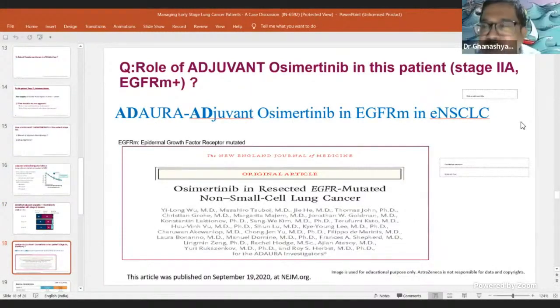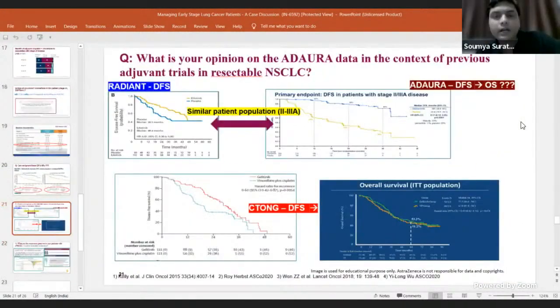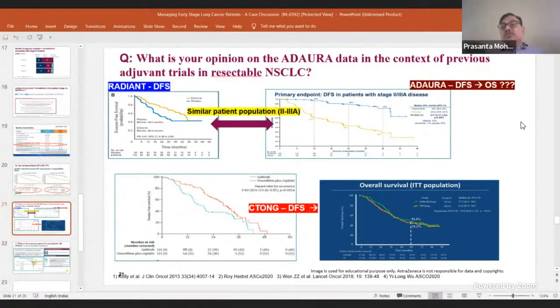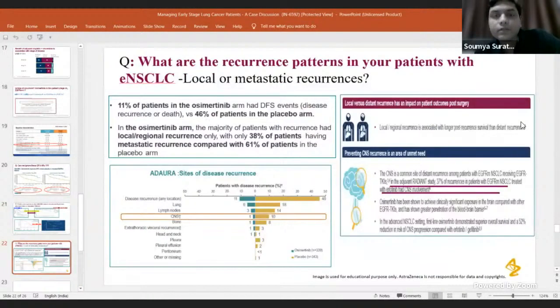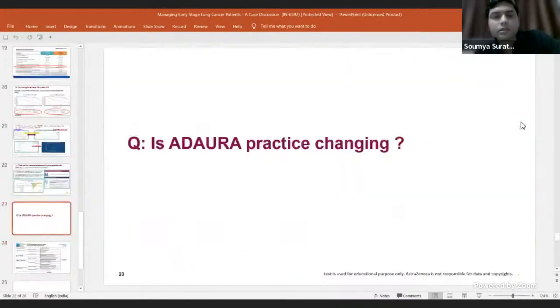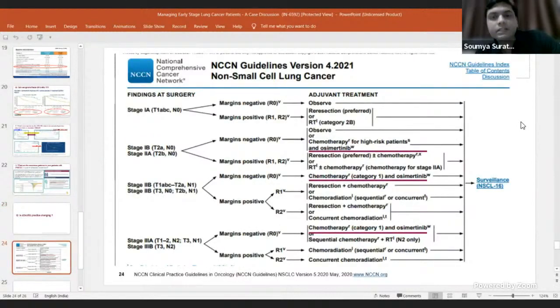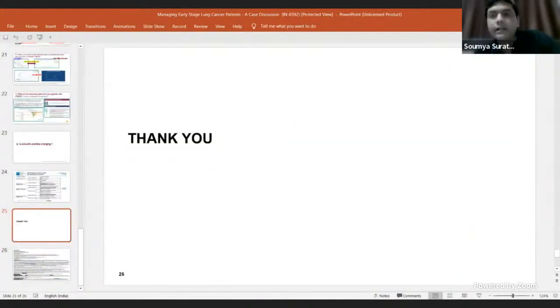Now coming to Soumya, we need to wind up. Soumya: Yes. So the ADAURA trial, we have discussed this very important trial. The hazards are very, very strong, something like 0.17, 0.12. With these kinds of attractive hazards, most physicians right now practice osimertinib if the patient is EGFR mutant. The recurrence after osimertinib is mostly local recurrence. Regarding OS, is ADAURA practice changing? All of the oncologists will agree: yes, ADAURA is practice changing. With that, I conclude my slide and hand it back to Ghanshyam Bhai.